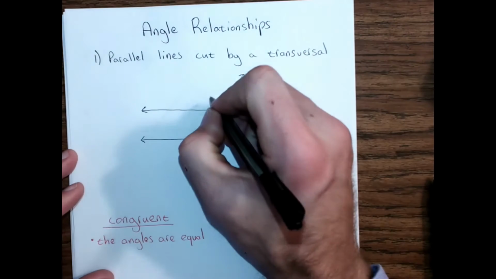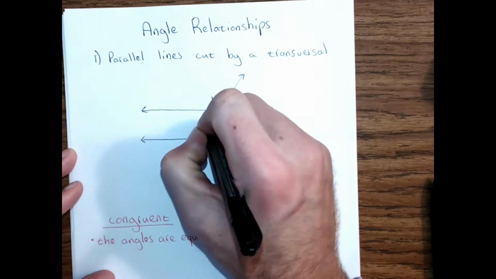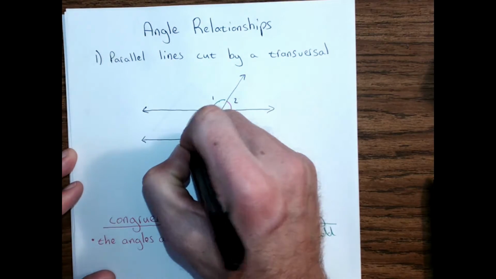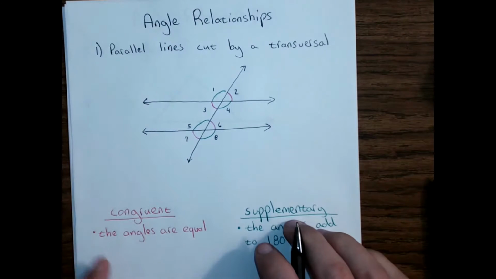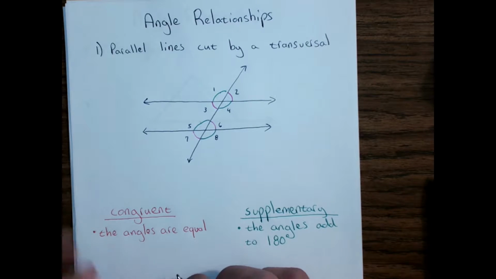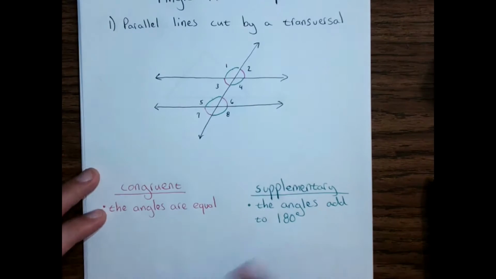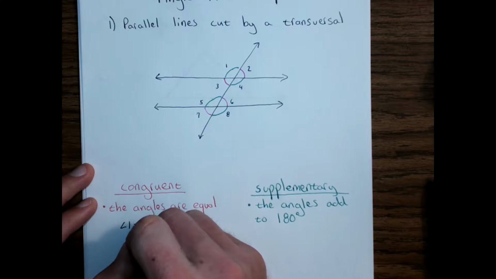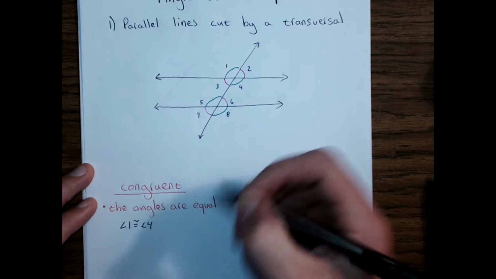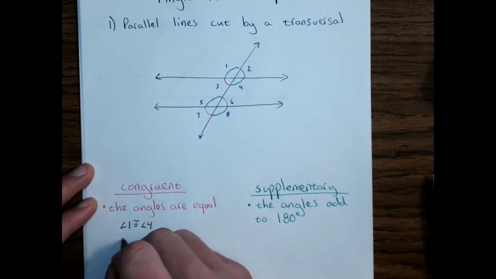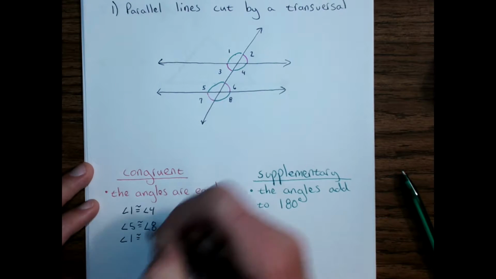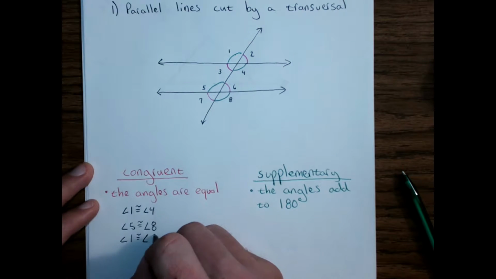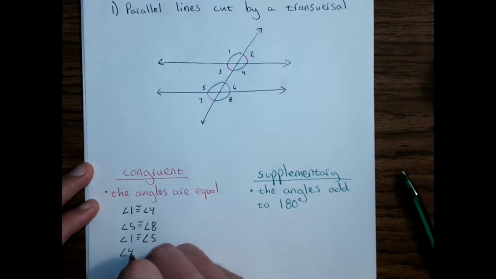So I'm going to number the angles: 1, 2, 3, 4, 5, 6, 7, and 8. And then I'm going to come over here and write all the pairs of angles that are congruent. 1 and 4 are congruent. So angle 1 is congruent to angle 4. 5 and 8. Angle 5 is congruent to angle 8. 1 is congruent to 5 here. Angle 4 is congruent to angle 8.